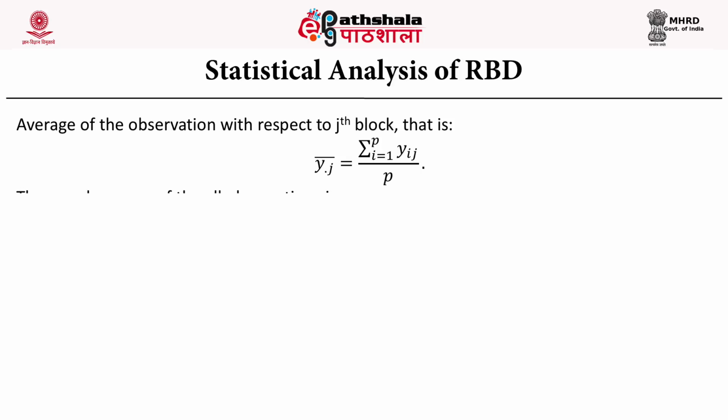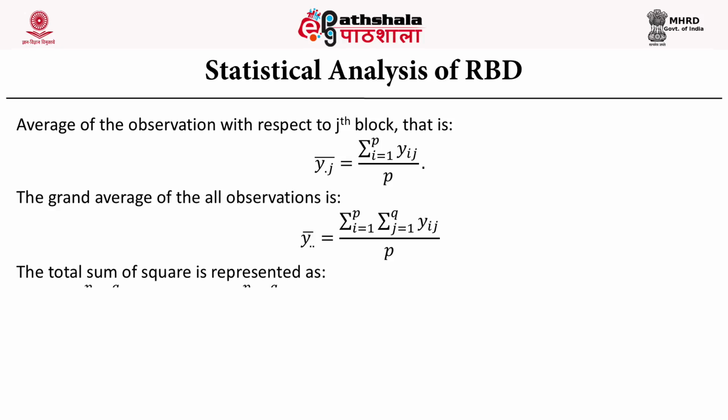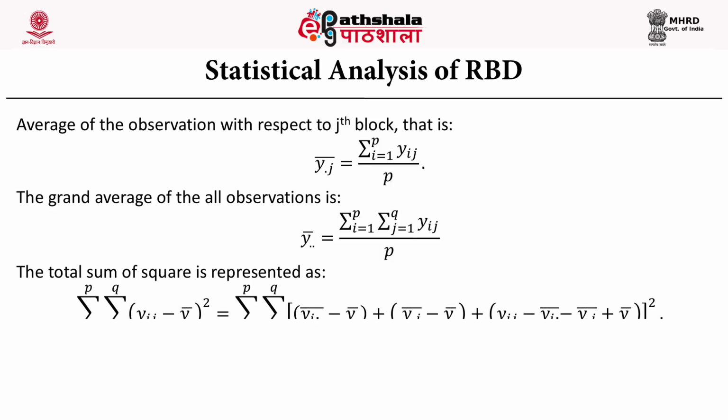The grand average of all the observations is given here as y double dot bar, which is equal to the double summation of y_ij, where summation is over i and j, with i varying from 1 to p and j varying from 1 to q, divided by pq. The total sum of squares is represented as the double summation of (y_ij minus y double dot bar) whole square, where summation is over i and j, with i varying from 1 to p and j varying from 1 to q.